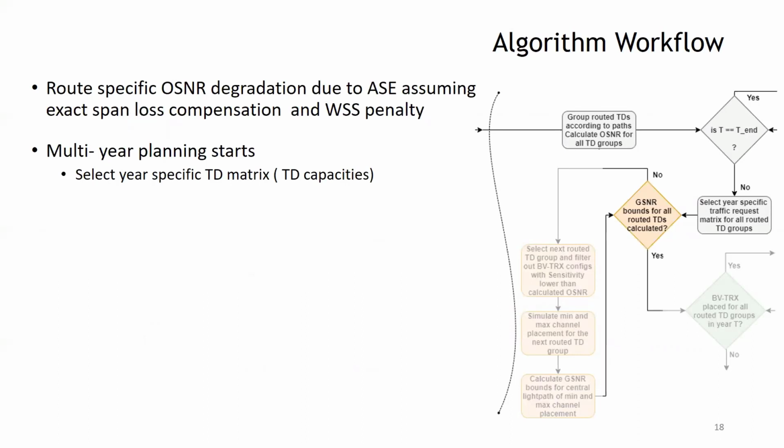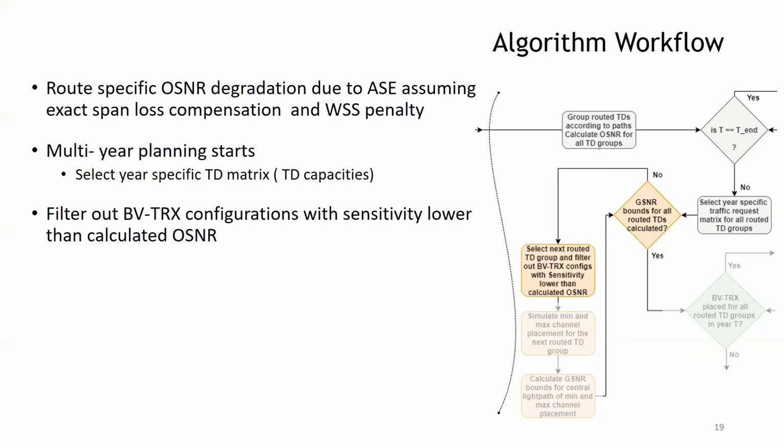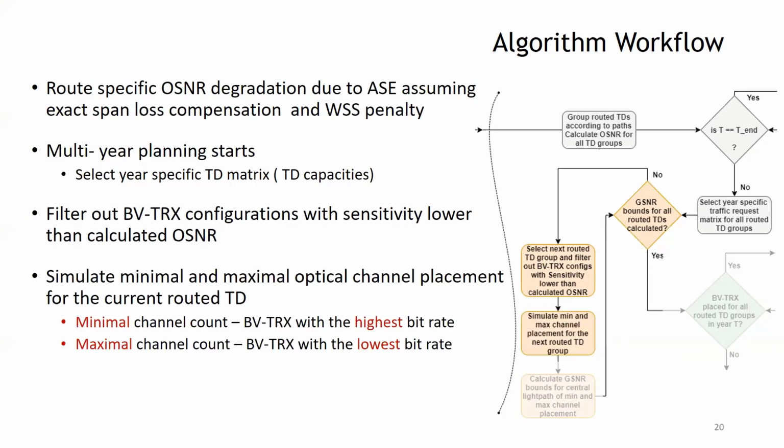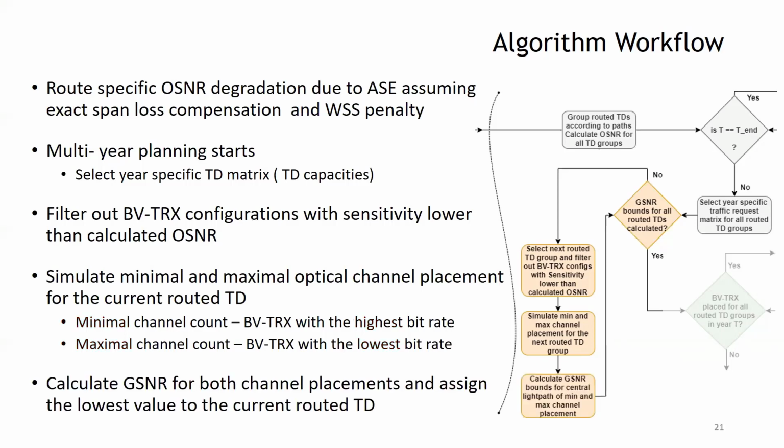We consider a year as a period of planning. The algorithm starts calculating GSNR for each routed traffic demand within a year-specific traffic demand matrix. At first, the list of available configurations of bandwidth variable transceivers is filtered with respect to route-specific OSNR. Then minimal and maximal channel placement is calculated for a current traffic demand and all traffic demands which share any link within the current route. And nonlinear noise is calculated with the assumptions about wavelengths for the lower and upper number of channels.